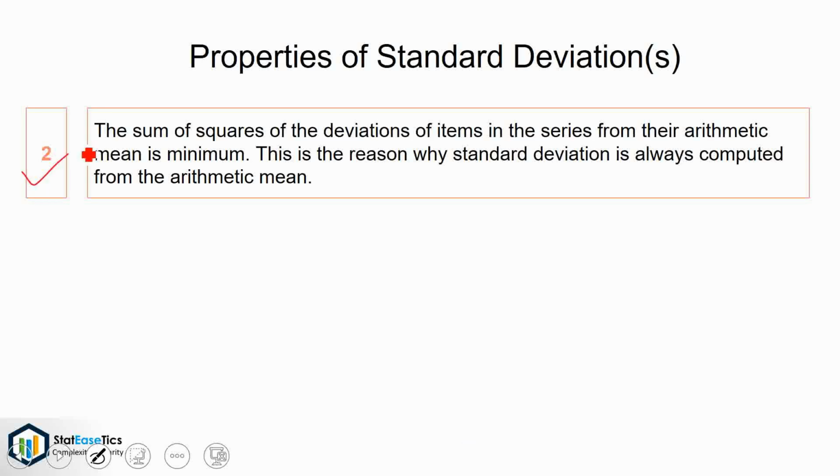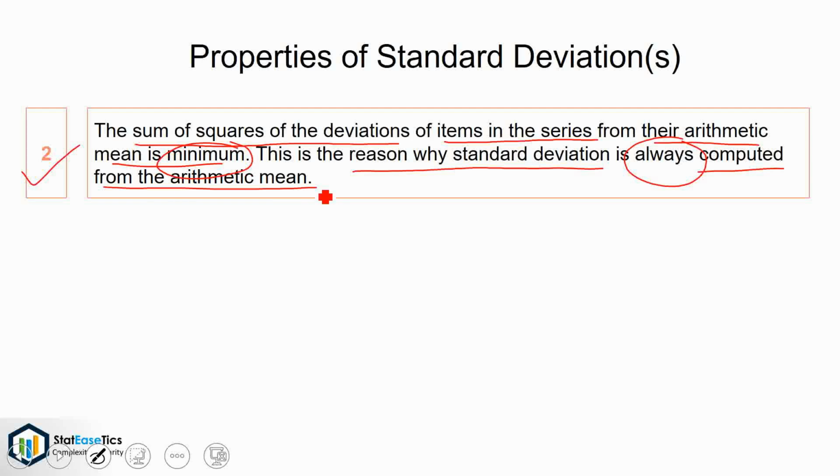The second property of standard deviation is the sum of squares of the deviations of items in the series from their arithmetic mean is minimum. This is the reason why standard deviation is always computed from the arithmetic mean.